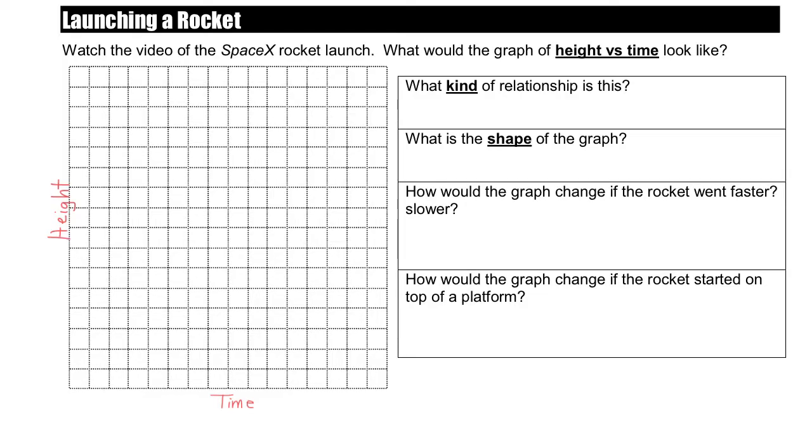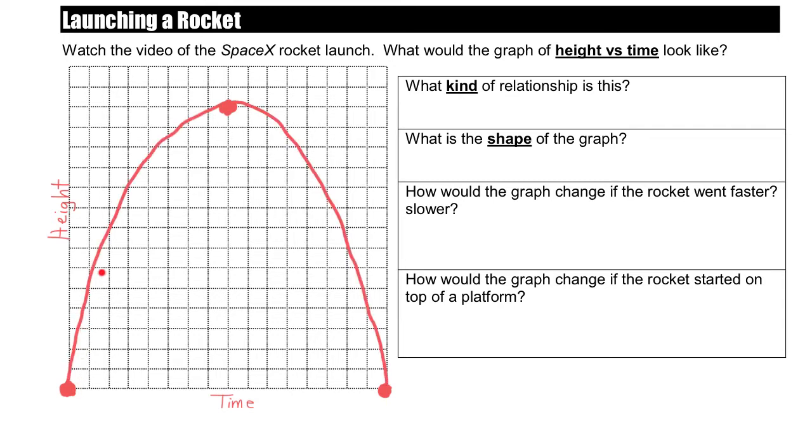So thinking about that rocket launch, what would the graph of height versus time look like for that rocket? Well, we know it starts on the ground and it ends on the ground, and it reaches its maximum height somewhere in between. So really the height, it goes up, then it comes back down.